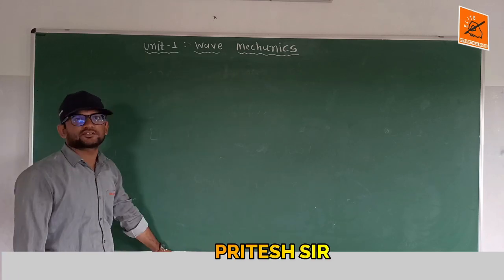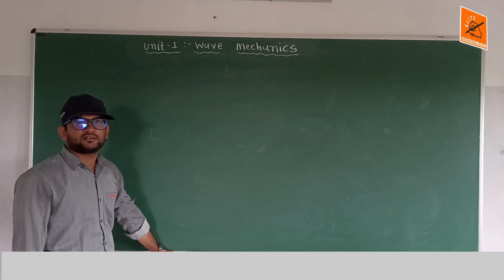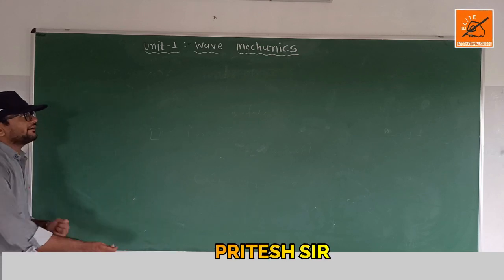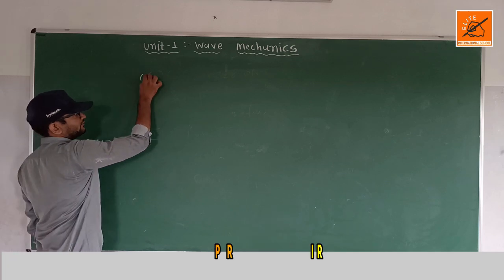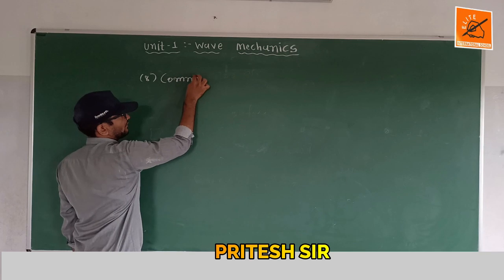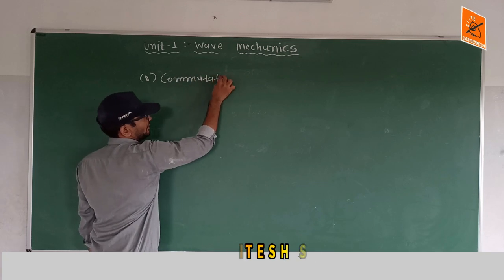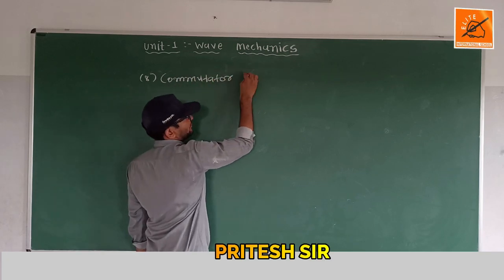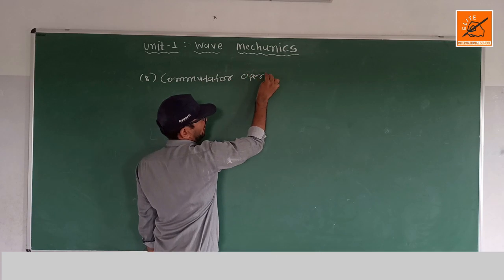In our previous videos, we studied seven different types of operators, and now operator number 8 is the commutator operator. Operator number 8 is the commutator operator.